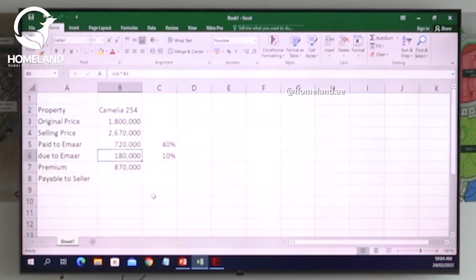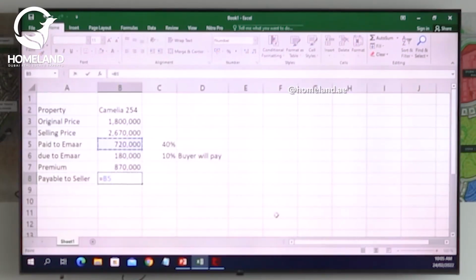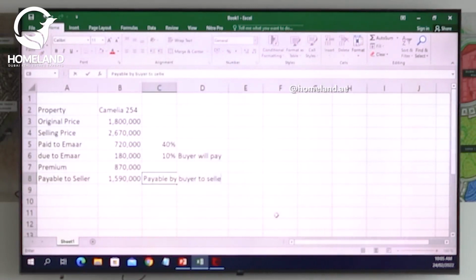Let's say in this case, who pays the due to Emaar? Who wants to pay? Buyer wants to pay? Okay, buyer will pay. Paid to Emaar, you have to give it to the seller, right? So payable to seller is how much you have paid to Emaar plus the premium. Premium plus the due. Due to the amount, the due will be this. So this is payable by buyer to seller.